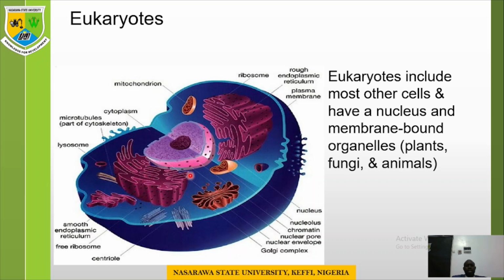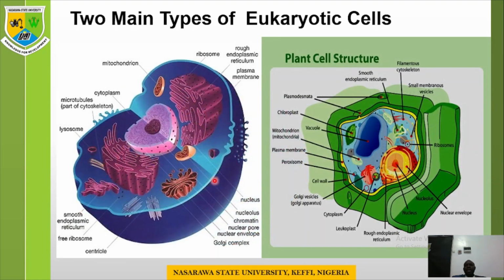So this is a structure of a typical eukaryotic cell. It has a nucleus, and other organelles we shall see later. Two main types of eukaryotic cell: we have the animal cell and the plant cell. One interesting thing is this. If you look at the plant kingdom, the most developed plants have some characteristics of animal. So you will see that it has some characteristics of a primitive animal. This is to tell you that life started from somewhere.